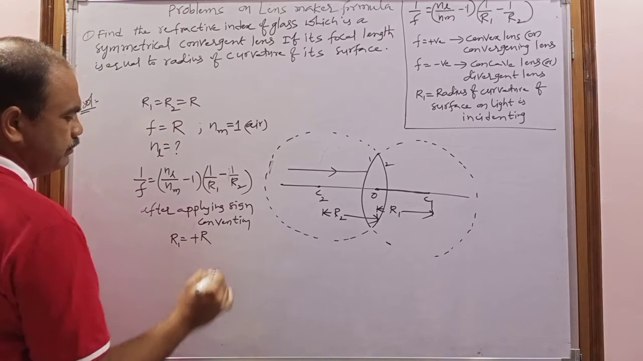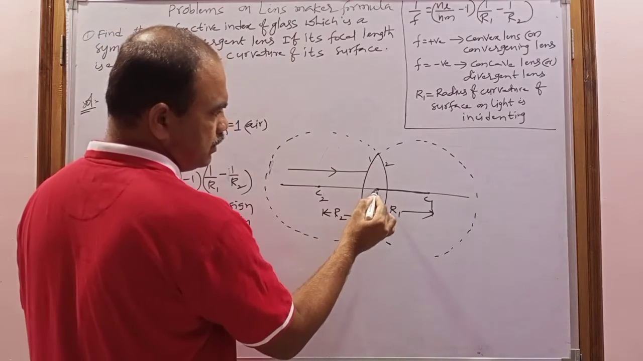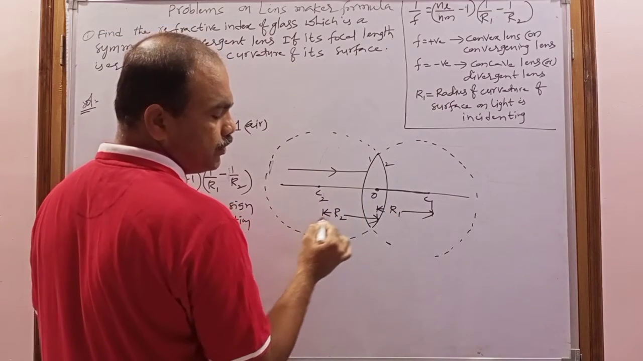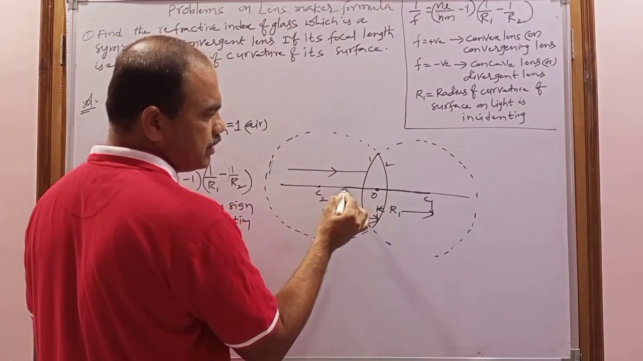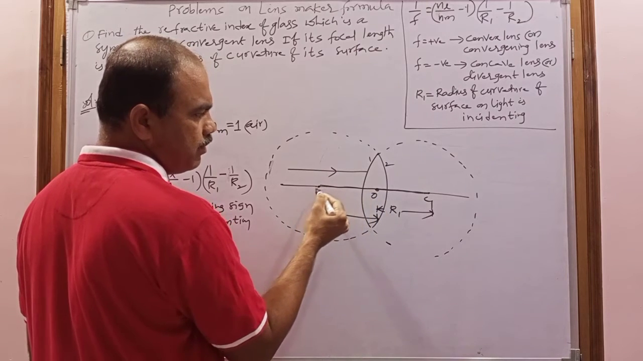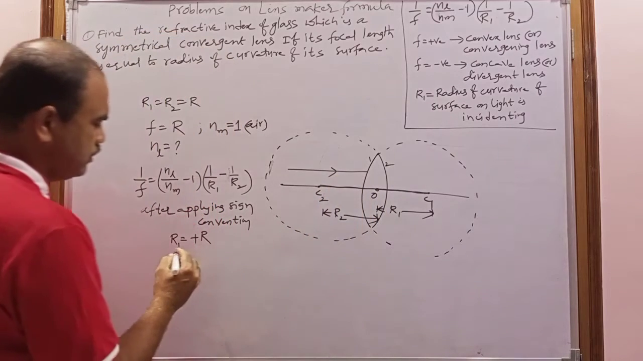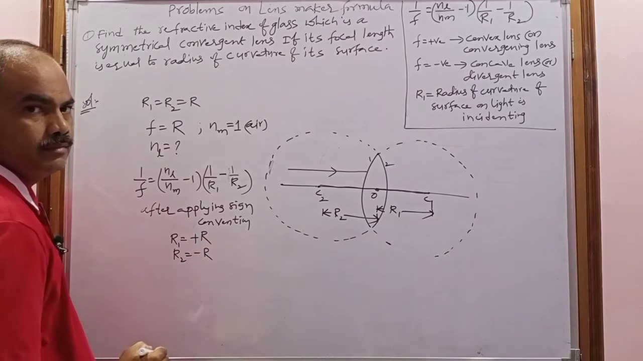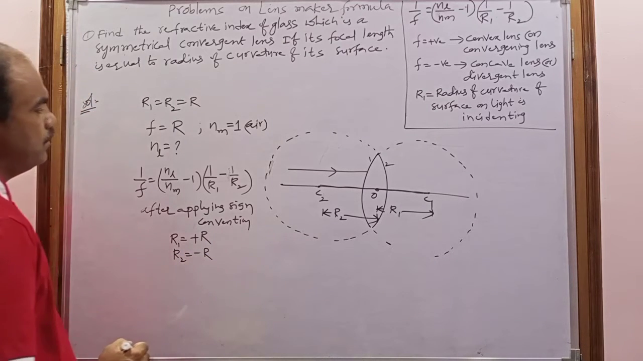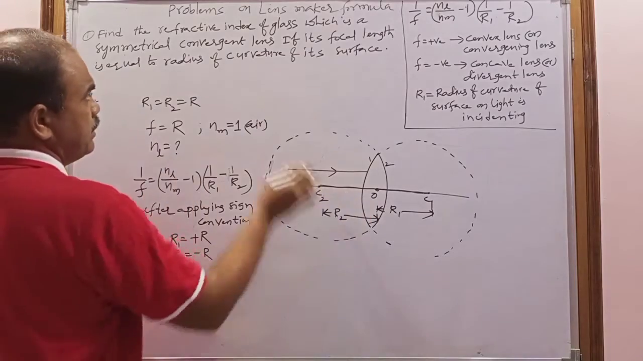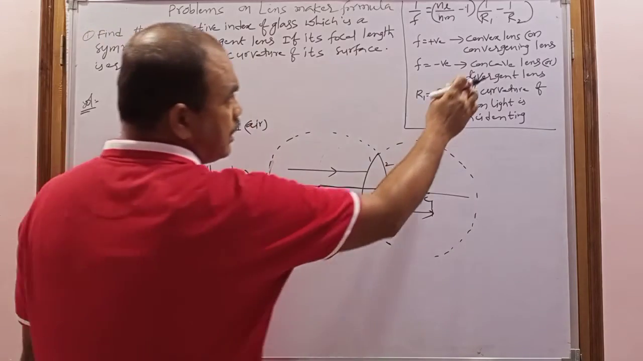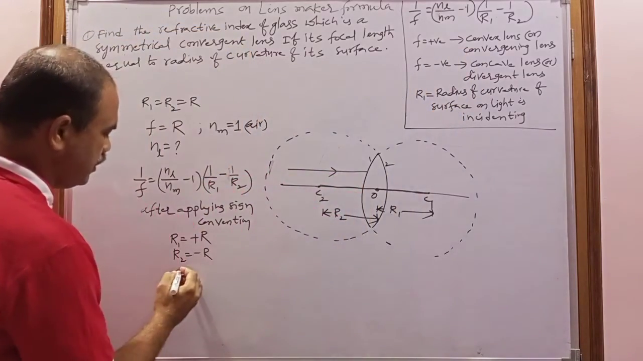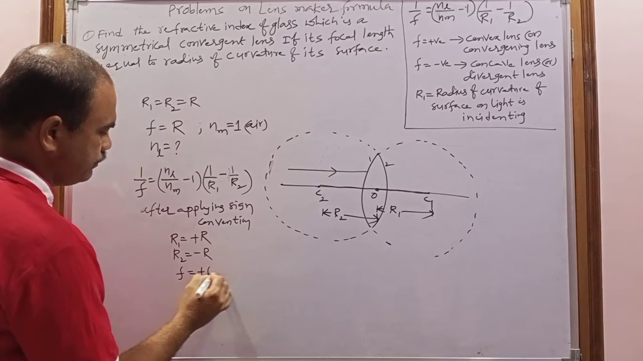Now coming to R2. The distance from the optic center to C2 is called R2. But to measure R2, in which direction are you moving? Opposite to the incident ray. So R2 is minus R. Now coming to the focal length. It is a convergent lens. The focal length of a convergent lens is positive. So f is plus f.